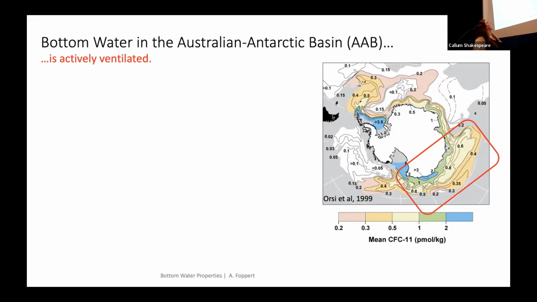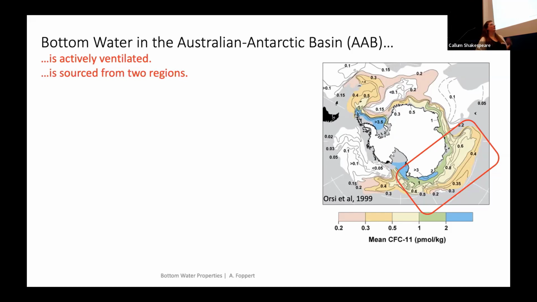This is a map of mean CFC concentrations in the deep ocean, done by Alex Orsi and others in '99, and it's showing that the Australian Antarctic Basin, which is outlined in red here, is actively ventilated. So you see those high concentrations of CFCs from those two different source regions, one coming from the Ross Sea and one coming from Adelie Land near the Adelie Depression.